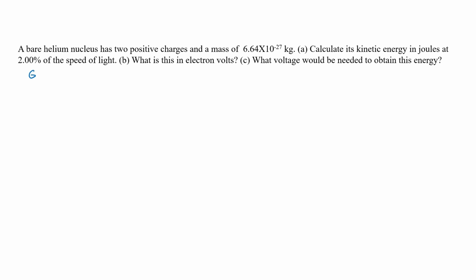You are given a charge, two positive charges. So Q is going to be twice a unit charge, which is 1.6 times 10 to the minus 19 coulomb. And we are also given the mass, 6.64 times 10 to the power of negative 27 kilograms.